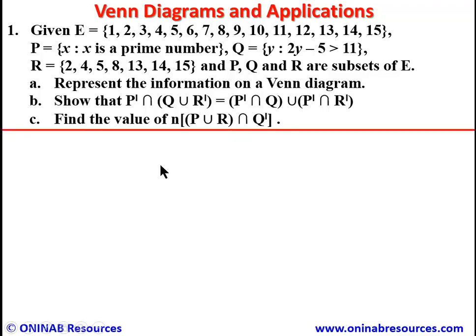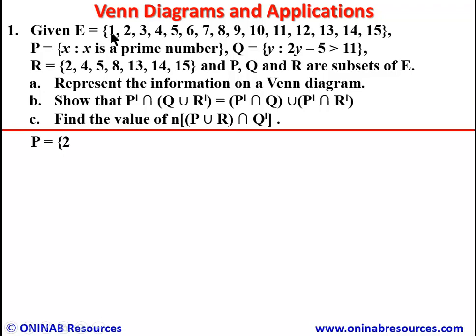Now we start the solution of the problem. We are going to list out completely the sets that are given in set builder form, like P and Q. So we get our P to be the set of prime numbers, and here we are going to look at the prime numbers from the universal set, since P is a subset of E.